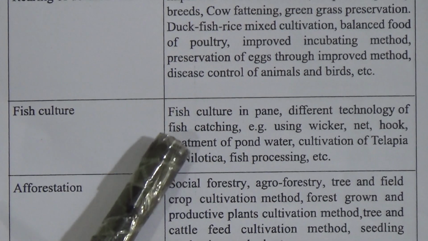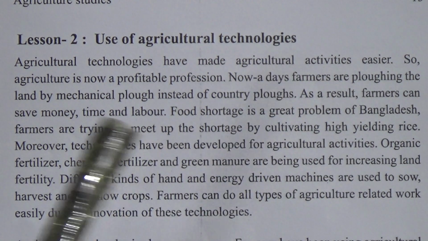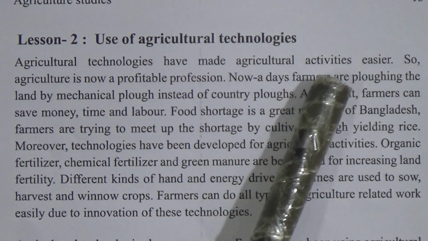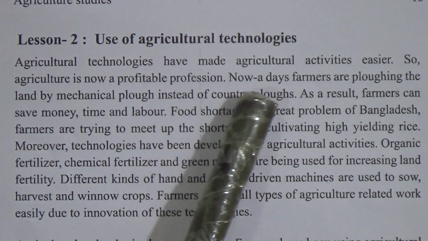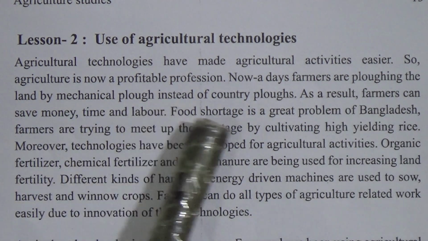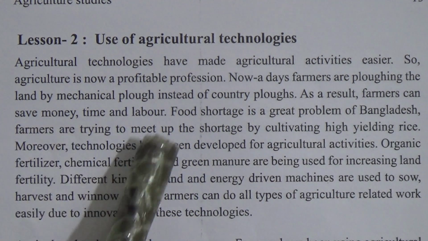Now, dear learners, we will go to our lesson 2. So, look here, lesson 2, use of agricultural technologies, very important. Agricultural technologies have made agricultural activities easier. So, agriculture is now a profitable profession. Nowadays, farmers are plowing the land by mechanical plow instead of country plow. As a result, farmers can save money, time and labor.